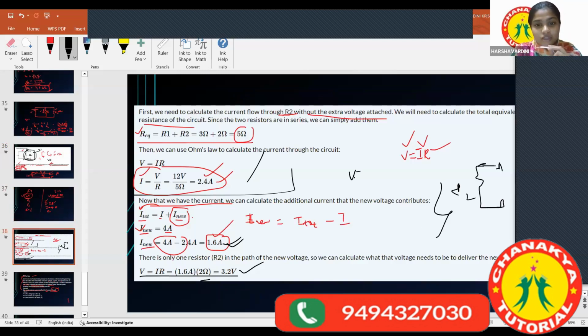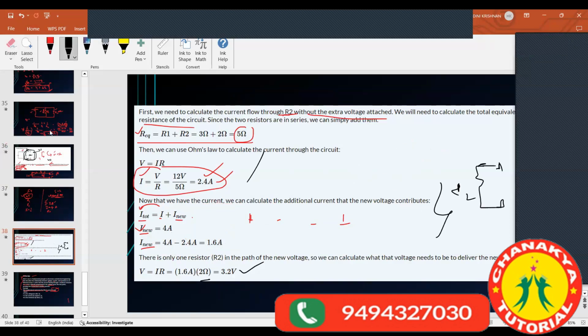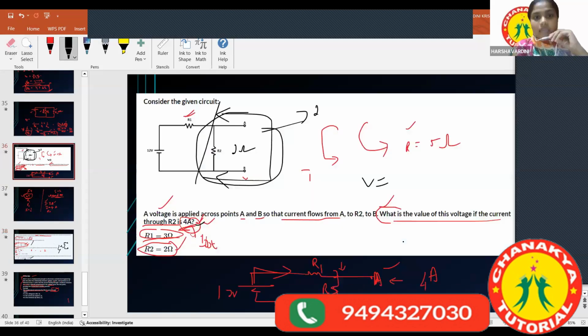What they will do is directly substitute V equals IR. They'll put V equals 4 ampere into resistance, take 2 ohm, so they will find V equals 8. That will be wrong. Here you will make the mistake, and everybody will make that mistake. You should not. You should clearly understand that here they have given 4 ampere, that is the full current.